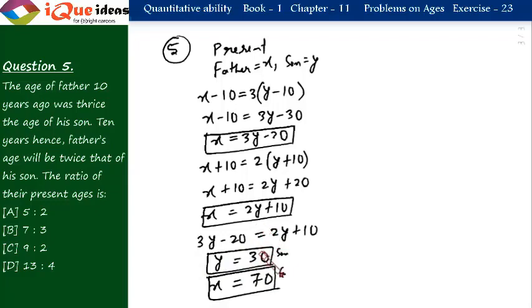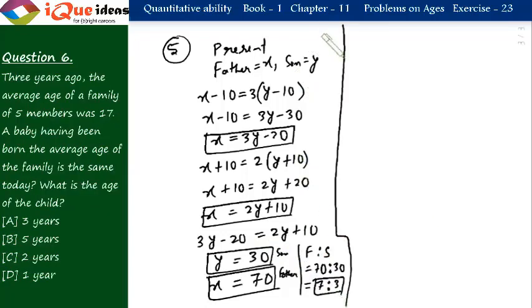But the question is asking what is the ratio? So father is to son is equal to 70 is to 30, which is 7 is to 3. So the required ratio in this question is 7 is to 3. All right.